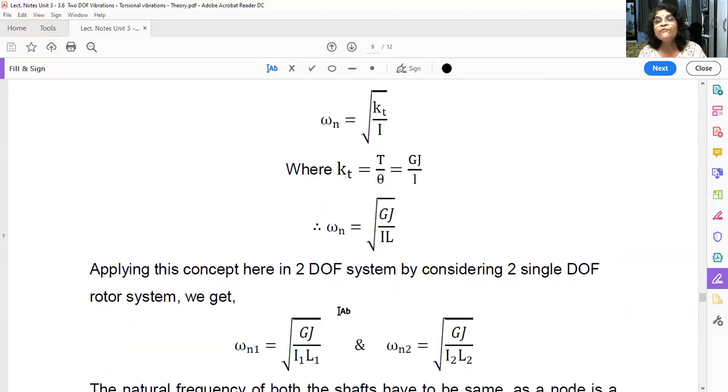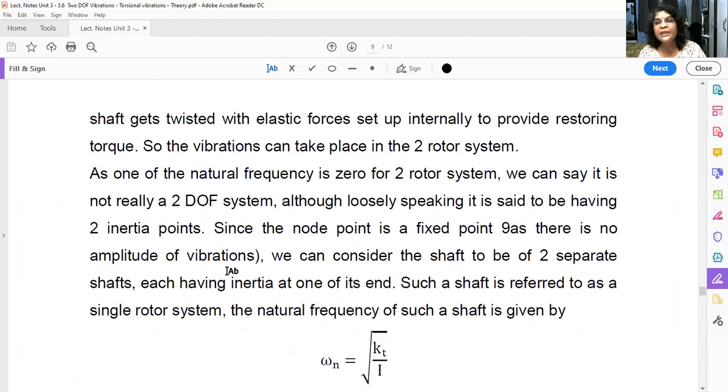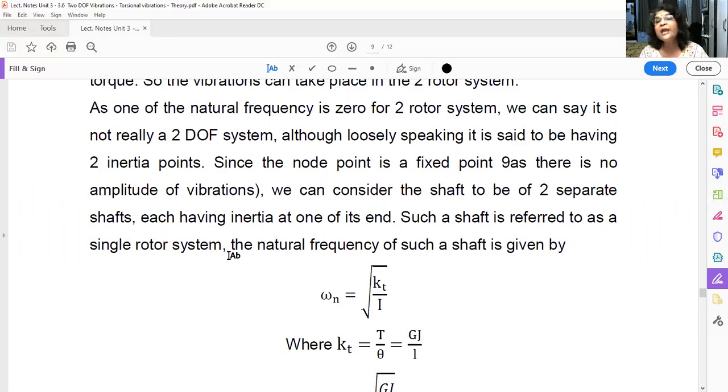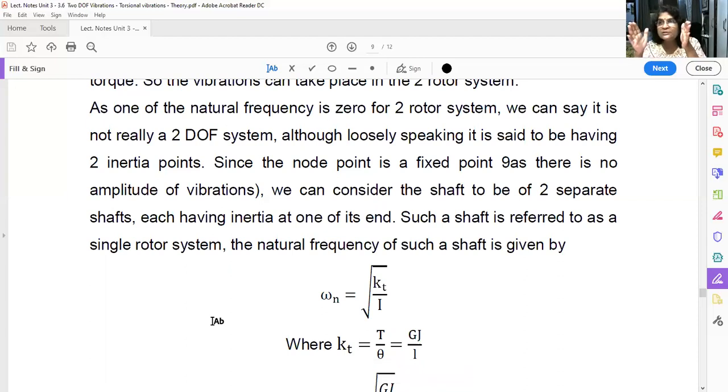how to find out the distance of the node point from the two rotors. For that purpose, we have to assume that at the node point, which means zero vibration, you can consider it as a fixed point. See, these are two rotors, and here is a node point, which is a fixed point.